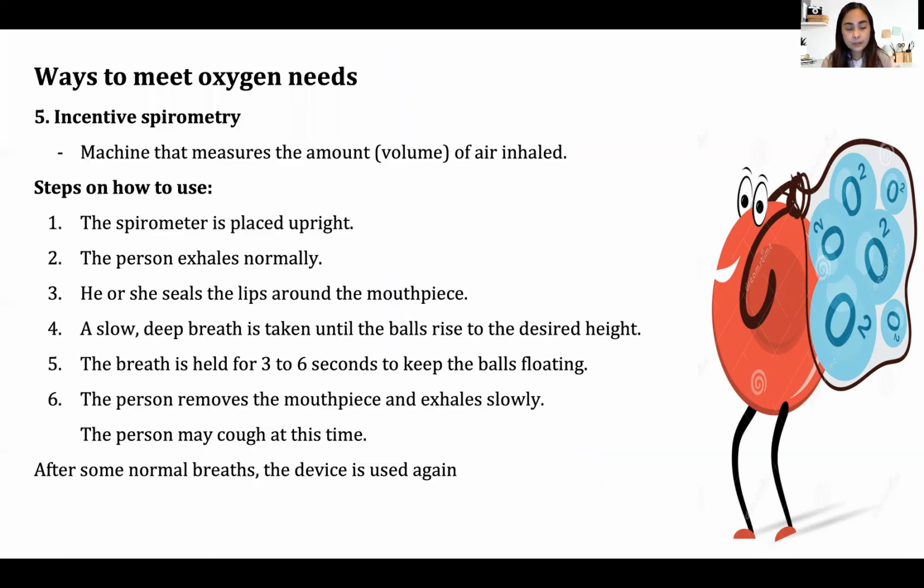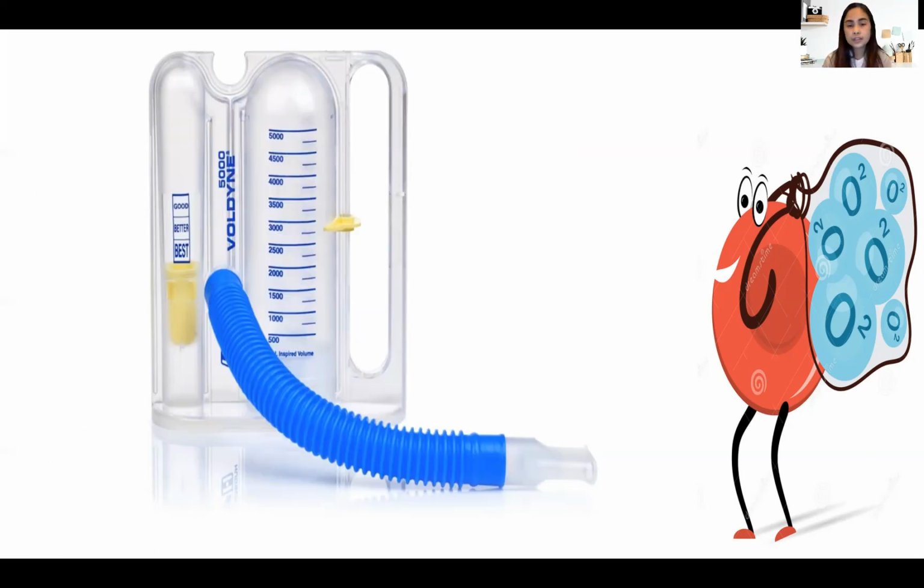The breath is held for 3 to 6 seconds to keep the ball floating. The person removes the mouthpiece and exhales slowly. A person may cough at times. After some normal breaths, the device is used again. So this is the incentive spirometer.